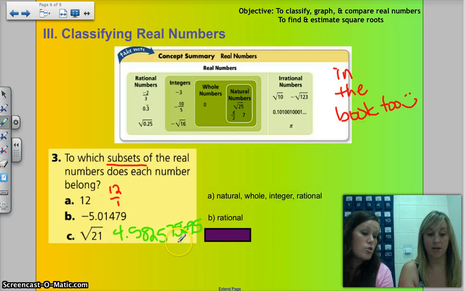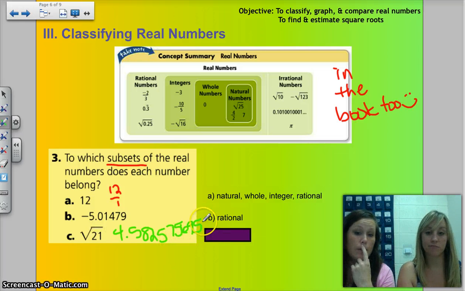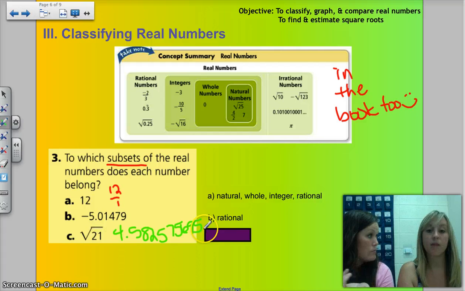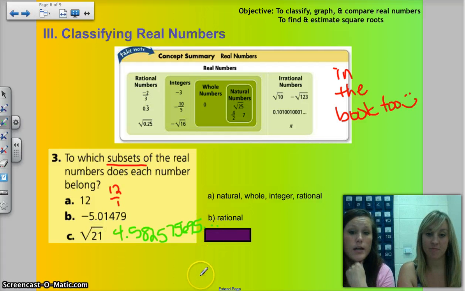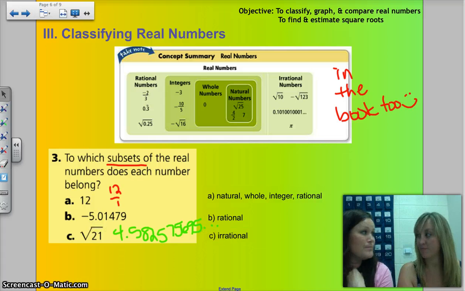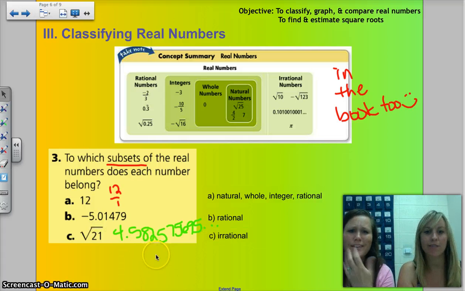4.5825775695. I'm assuming that the calculator terminated it for me. So I'm assuming that this is going to continue to go on forever. So I'm going to put that dot, dot, dot. That means it's over here. This is an irrational number. Am I right? I am.